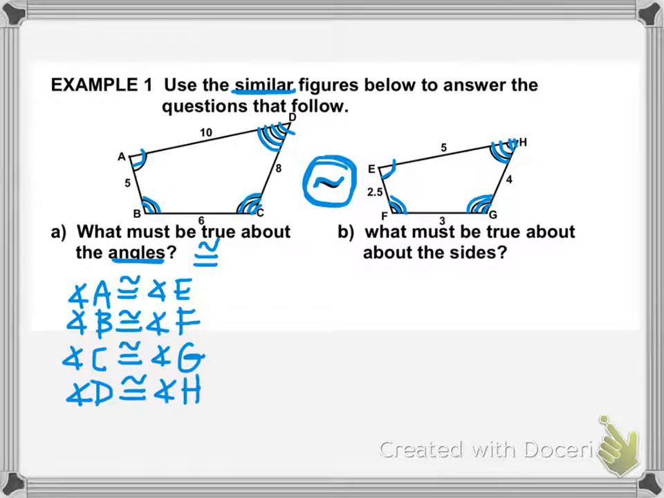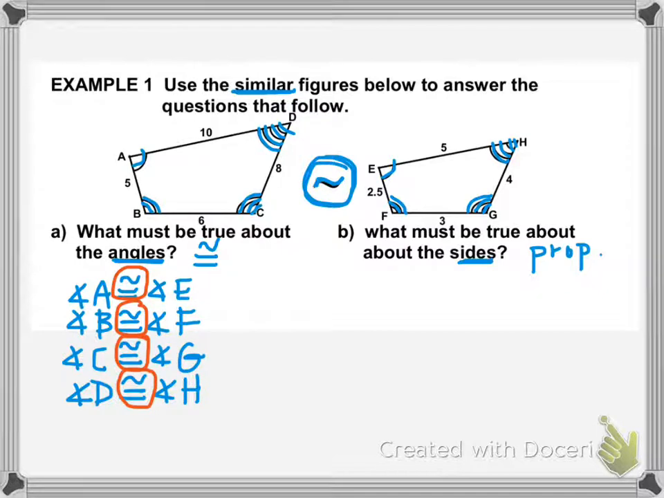Okay, so remember, in similar figures, corresponding angles are congruent. They have the exact same size. If one of the angles was slightly larger or slightly smaller than the corresponding angle, you wouldn't have the same shape anymore. The second thing that must be true is that, remember, the sides have to be proportional. Just going to abbreviate proportional.